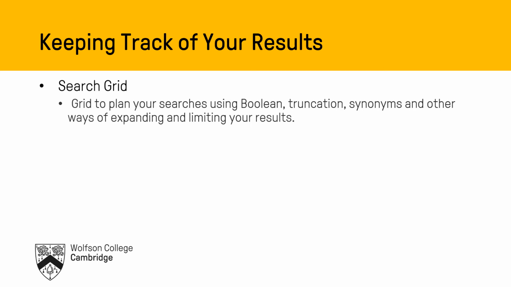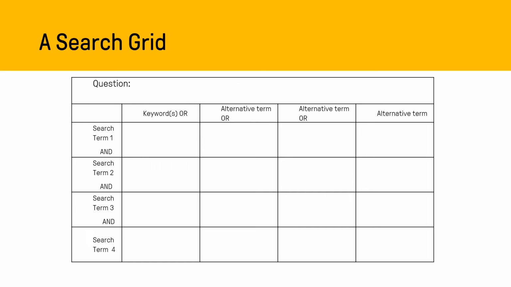So now that you've got a couple of tips and we've gone through some of the steps to create an effective search strategy, one of the things you'll want to think about is how do you keep track of your results? And on our LibGuide here, we have a search grid, and I'll show you an example here. This is a blank search grid, and you can see how I've set it up. You have a space at the top to give a question. You have spaces to put in your keywords. And you can see moving horizontally, you have the OR alternatives, and moving vertically, you have the AND Boolean operator.